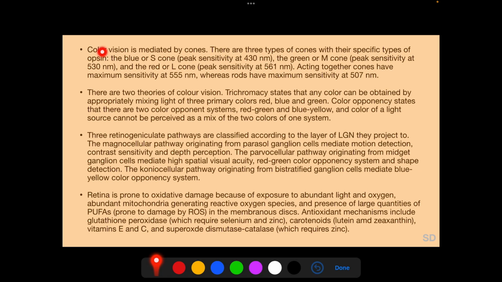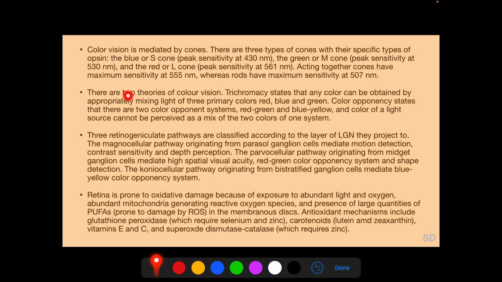Color vision is mediated by cones, and there are three types of cones with their specific types of opsin proteins: the blue or S cones, the green or M cones, and the red or L cones, with their peak sensitivity at 430 nanometers, 530 nanometers, and 561 nanometers respectively. Acting together, the three cone systems have maximum sensitivity at 555 nanometers, whereas rods have maximum sensitivity at 507 nanometers.